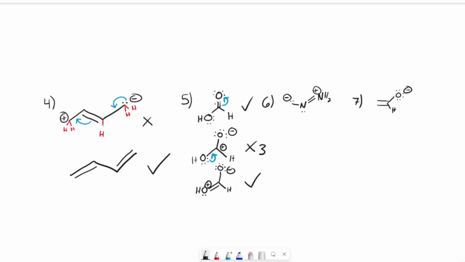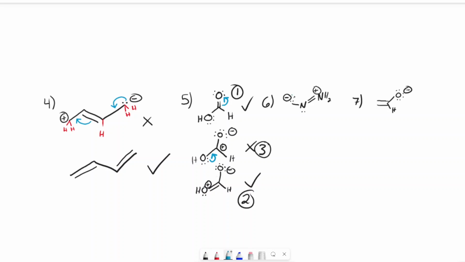Between these two, we will then consider the separation of charge. This one up here does not have any formal charge. That would make this one rank the best. This one down here has 2 formal charges. Therefore, this one is second best.